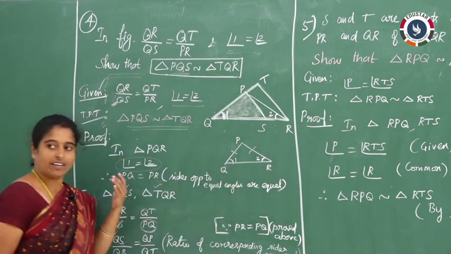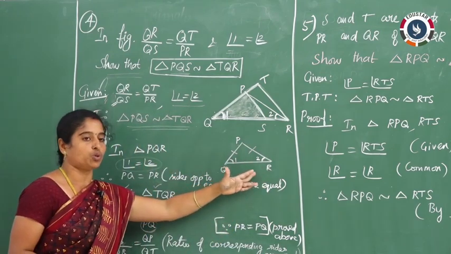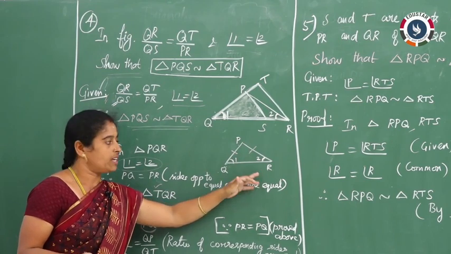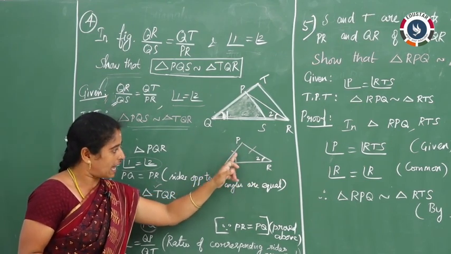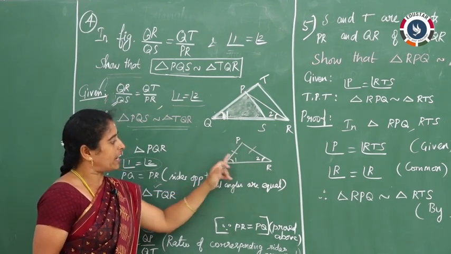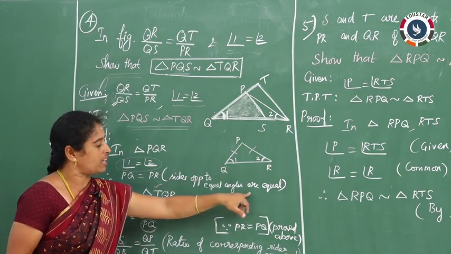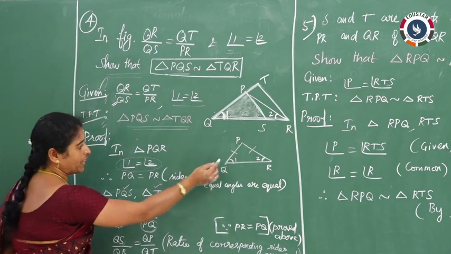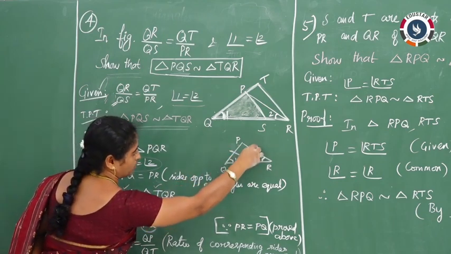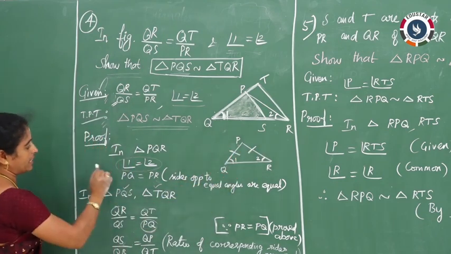So we have already studied this, right? Angle 1 is equal to angle 2, means the base angles are equal. As the base angles are equal, the sides opposite to equal angles are equal. So we have side PQ equal to side PR. They are equal.